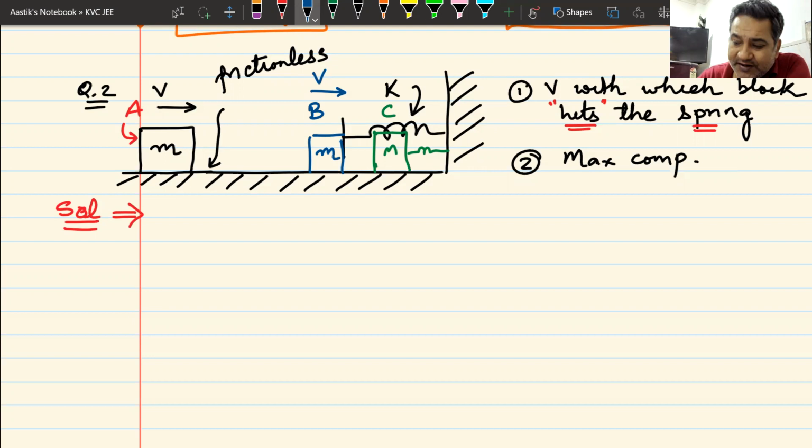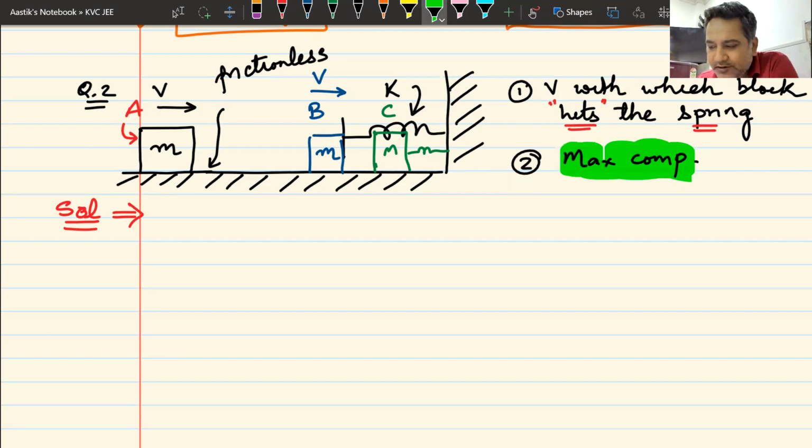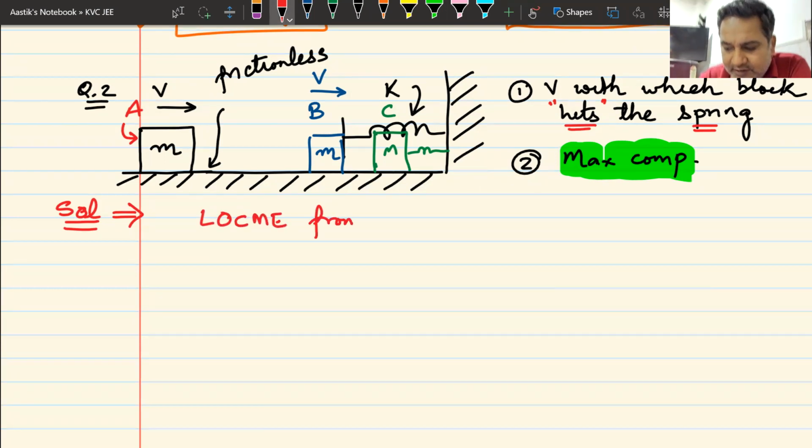The next problem is finding the maximum compression, and again, this is a simple problem. Now, how can I do this? I can do it in various ways. I can apply LOCME from point A to point C, or I can apply LOCME from B to C. In all cases, energy is conserved.